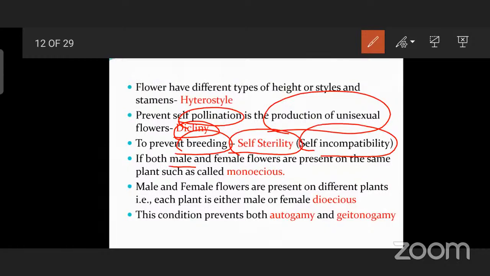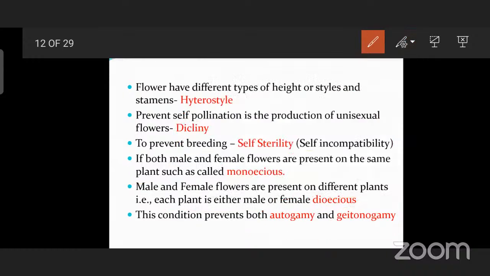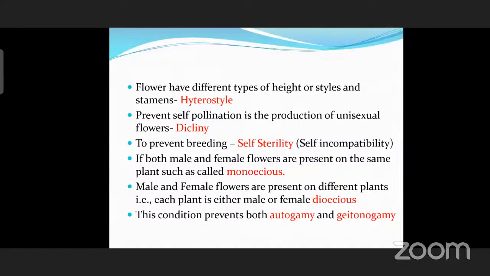If both male and female flowers are present on the same plant, it is called a monoecious plant. If male and female flowers are present on different plants, that is, each plant is either male or female, it is a dioecious plant. This condition prevents both autogamy and geitonogamy. That means self-pollination is discouraged and cross-pollination is encouraged. And these are the outbreeding devices.